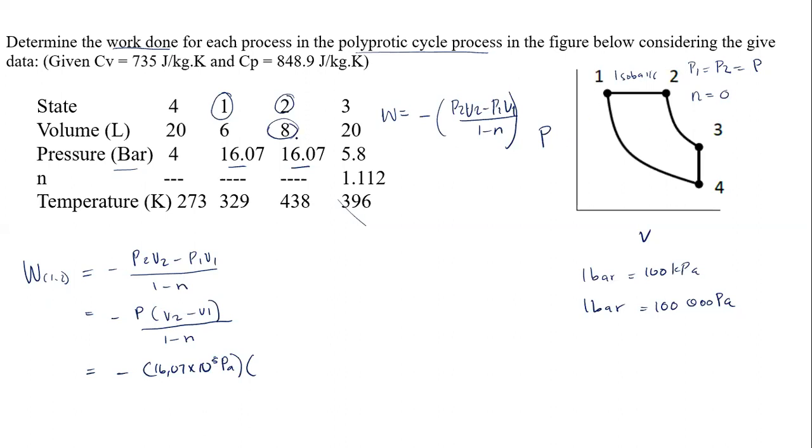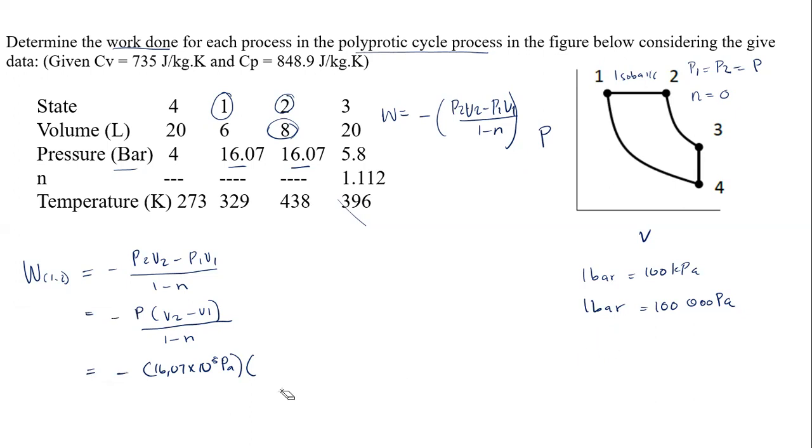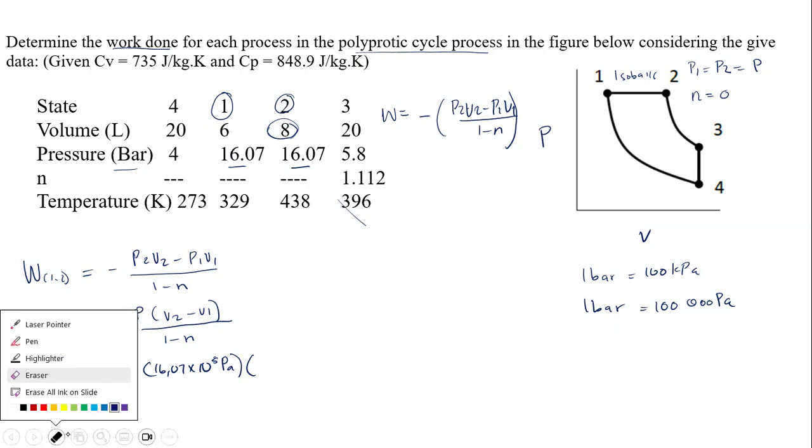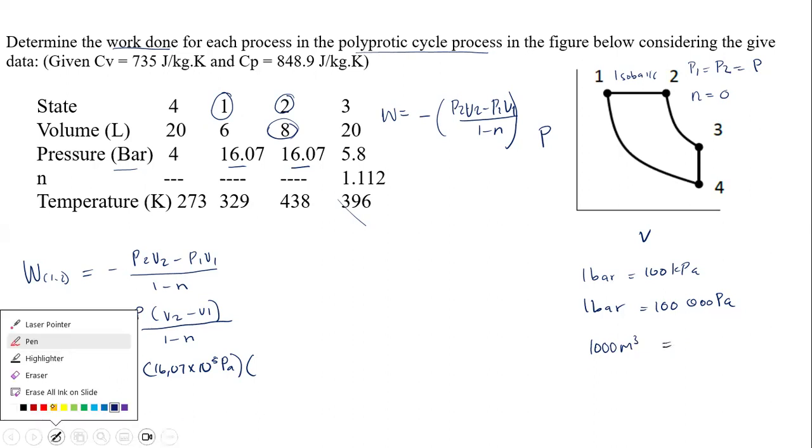So our V2 over here is given to be 8 liters. So remember, 1 liter corresponds, in fact, I want to start with cubic meters. Okay, let me just erase this. We know that 1,000 cubic meters correspond. Oh, I did it wrong. Not like that.